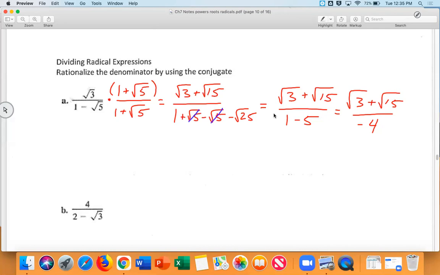All right? I want you guys to try B. On your own, try to rationalize that denominator. Okay, I'll leave up A, so you guys can do it.